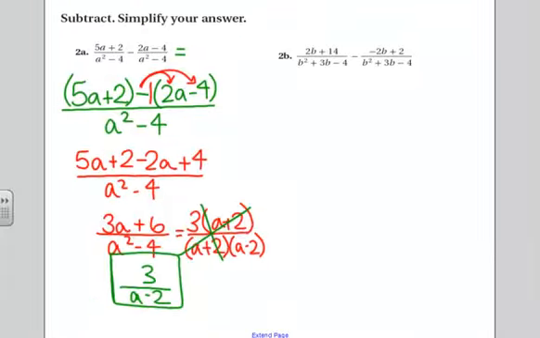So go ahead and pause the video and try to do it on your own. Remember that you are subtracting everything in this second fraction here, and then you will definitely have to factor what's on the bottom.